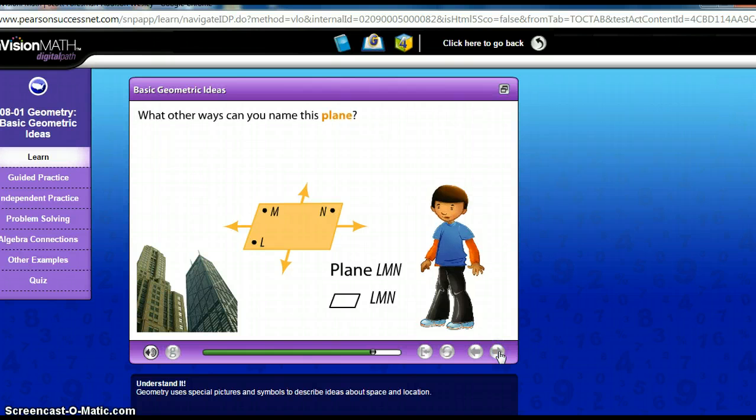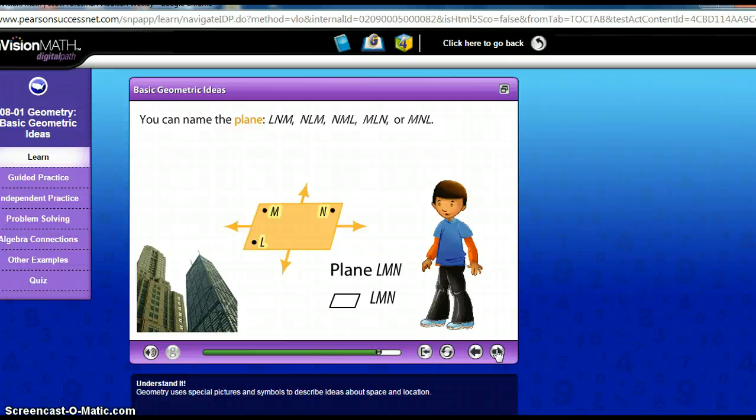What other ways can you name this plane? So it says in any order. They called it plane LMN. We could call it plane NML or plane LNM. Any order. You can name the plane LNM, NLM, NML, MLN, or MNL. Maybe they should have used different letters besides M and N.